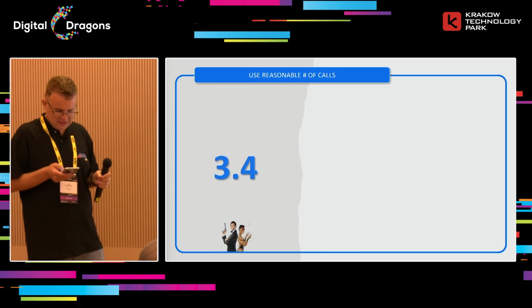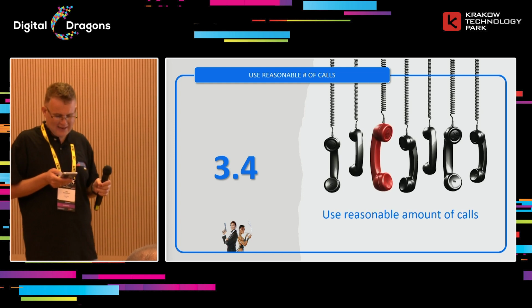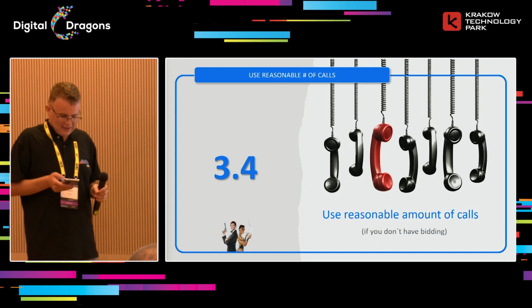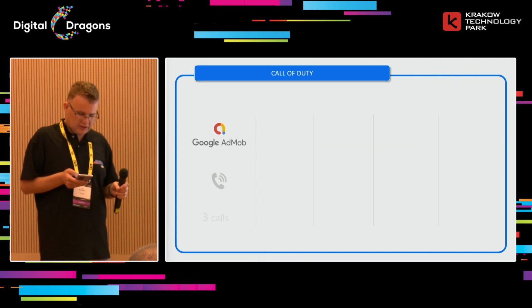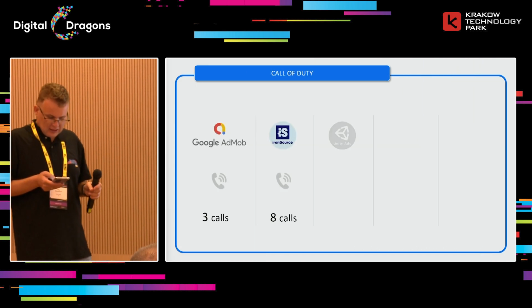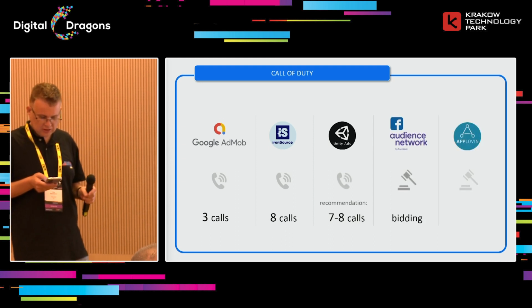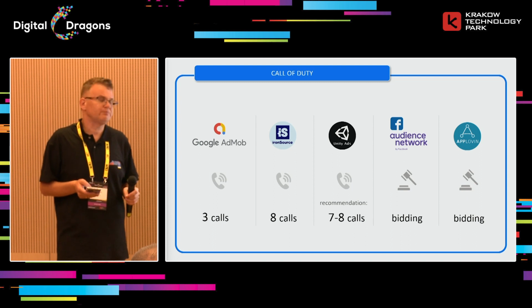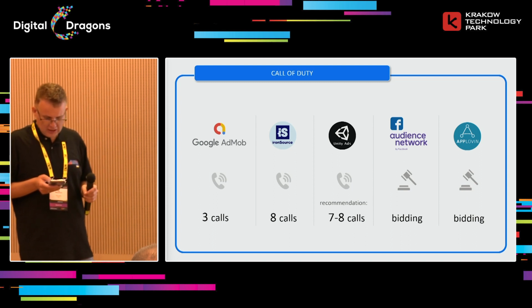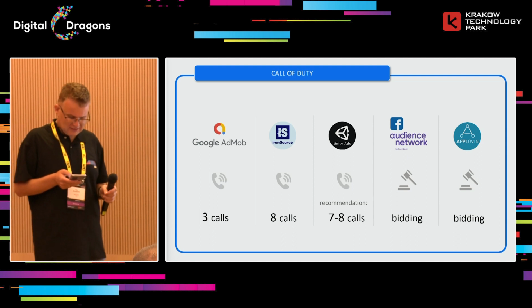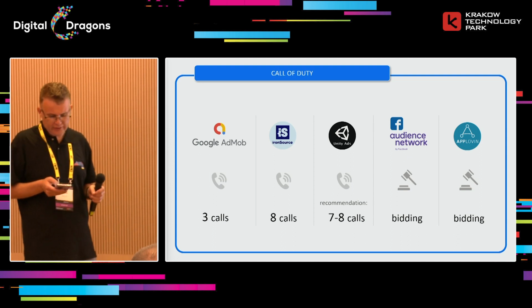Next micromanagement tip. If you don't have bidding, make a reasonable amount of calls for each ad network. This is very important regarding AdMob. It is very important not to use more than 3 calls to Google AdMob. If you use a bigger amount of calls, you are at high risk of AdMob pessimization. In other networks, there are no such strict internal regulations.